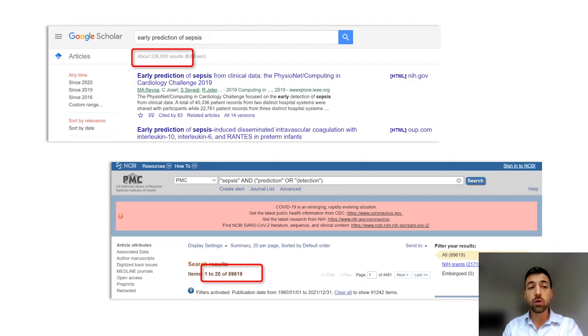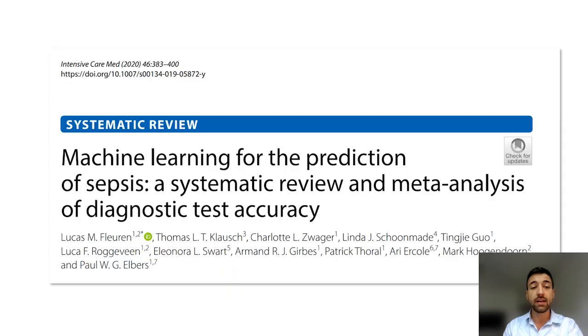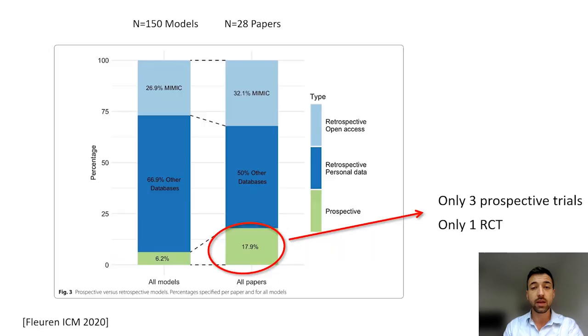Today, if you go to Google Scholar or PubMed and you type early prediction of sepsis or sepsis detection, you're going to get tens of thousands of hits. But how many of those are actually available to clinicians at the bedside? There is a literature review on ML for the prediction of sepsis. What they found back in 2020 was 28 papers summing 150 models. Of those 28 papers, there were only 3 prospective trials and only 1 randomized trial.